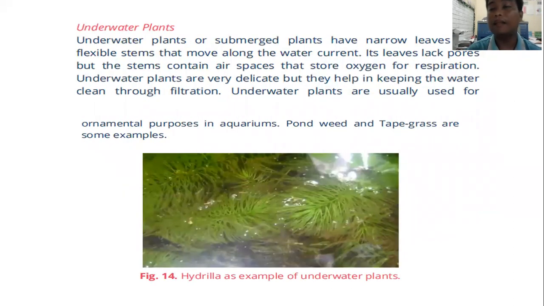So next we have the other kinds of aquatic plants. We have the underwater plants. Underwater plants are submerged plants that have narrow leaves and flexible stems that move along the water current. Its leaves lack pores, but the stems contain air spaces that store oxygen for respiration. Underwater plants are very delicate, but they help in keeping the water clean through filtration.